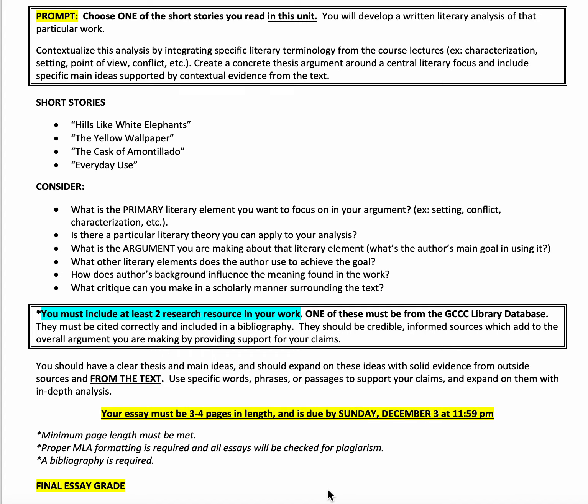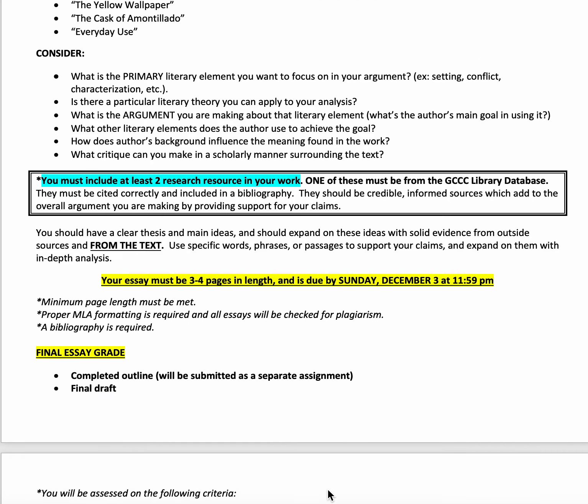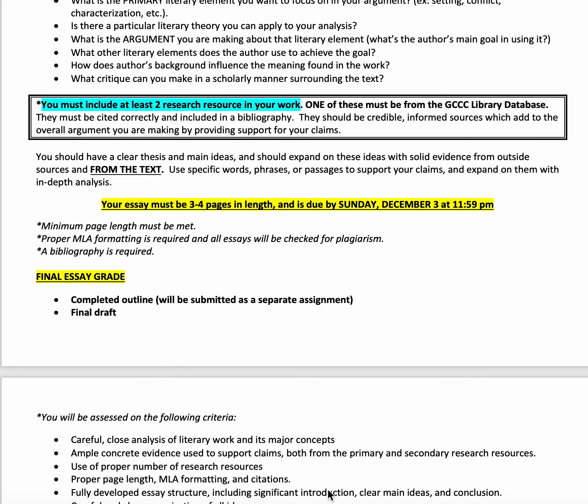So again, have a clear thesis and main ideas and expand on those with good evidence from the sources and from the text. Use those specific words, phrases, or passages as quotes to support your claims and expand on them with your own analysis. Your essay is going to be 3 to 4 pages in length. It's due on Sunday, December 3rd at 11:59 p.m. Your minimum page length must be met. Proper MLA is required. Everything's checked for plagiarism, and a bibliography is required as noted. You will be doing an outline in this one, so that will be completed as a separate assignment. Again, that will be part of your final essay grade as well.